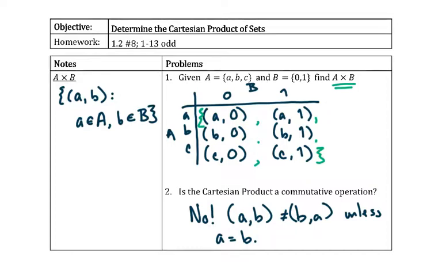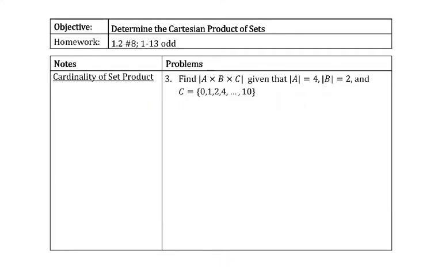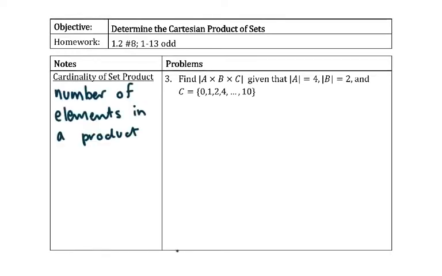Remember that commutative means that order doesn't matter, that A times B would be the same as B times A, which is not true for sets. So the next thing we're going to be talking about is the cardinality of a set product. Remember, cardinality means the number of elements in a set, and in this case, in a product.